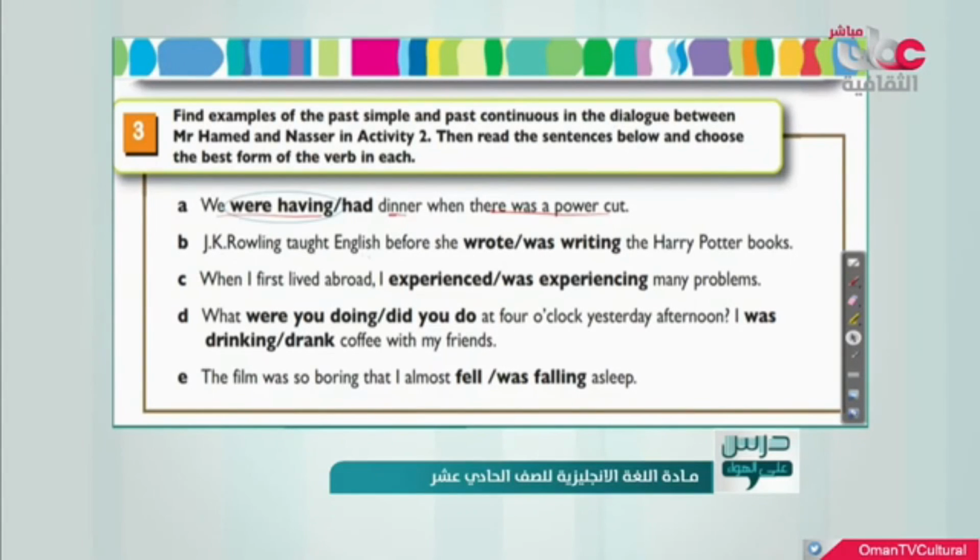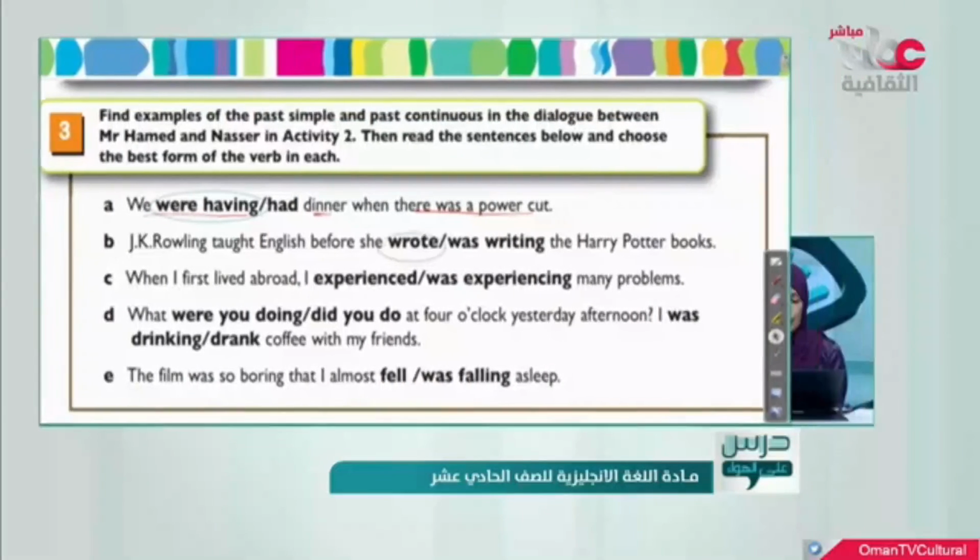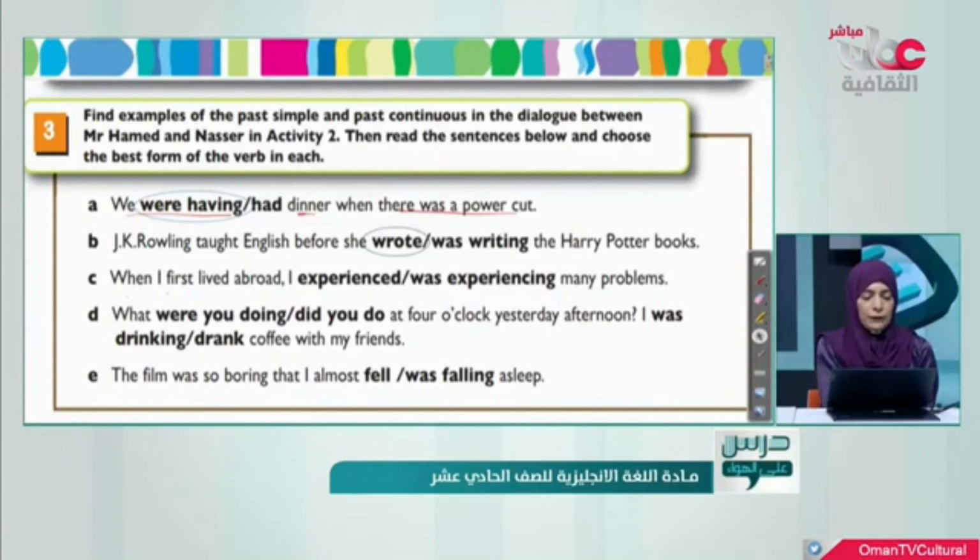J.K. Rowling taught English before she wrote or was writing the Harry Potter books. She wrote the Harry Potter books because it is a finished, completed action in the past. Look at C. When I first lived abroad, I experienced or was experiencing many problems. I experienced, because you can put the actions in order: I first lived abroad, then I experienced many problems.